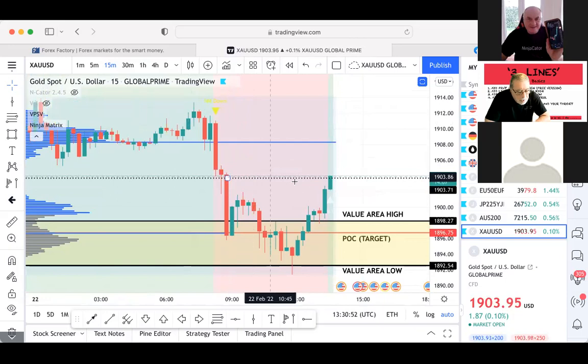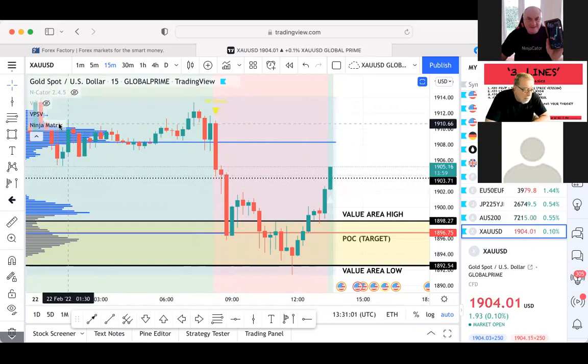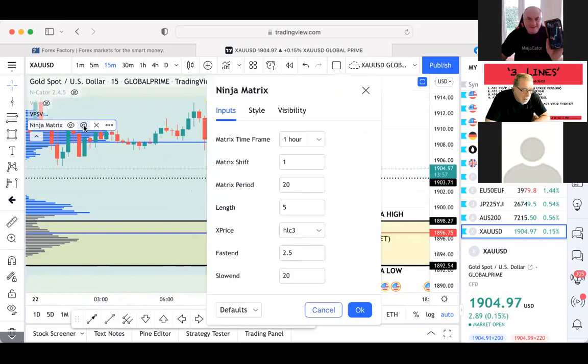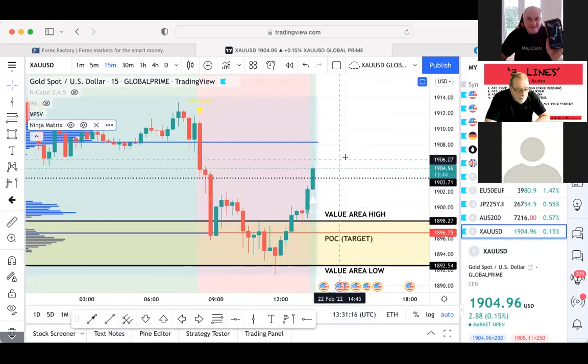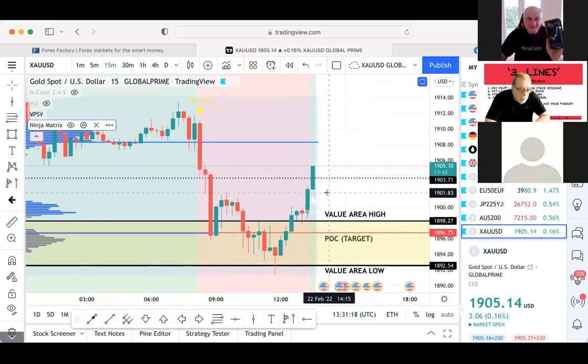So as you can see, we've got a green Ninja Matrix up. So that's confirming that we should be looking for a buy. I'm just going to check my settings. Yes, I'm on the 15-minute chart, so my matrix time frame needs to be on the 1-hour setting. So that would be my first box ticked for getting in for a buy.